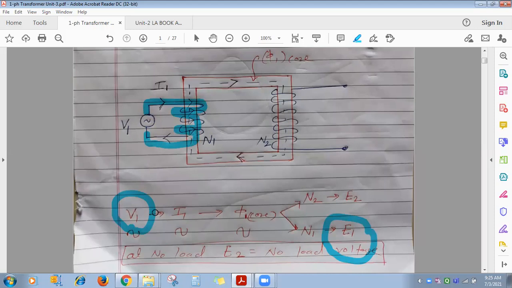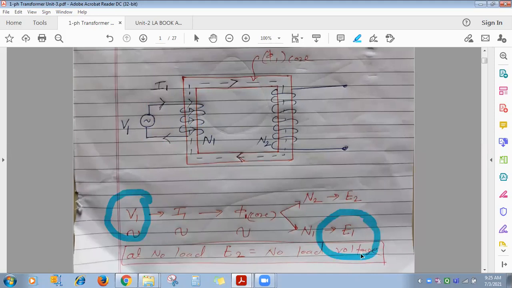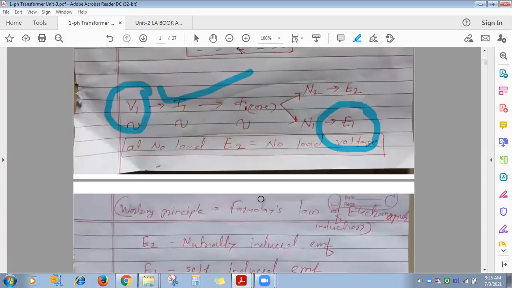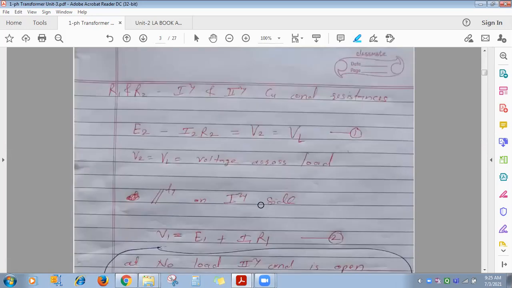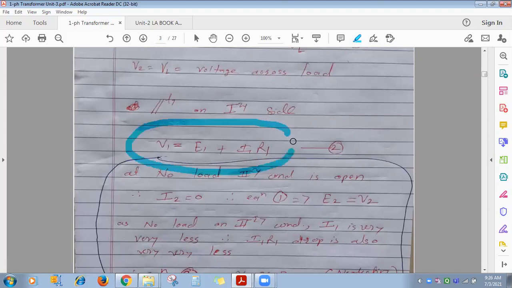Voltage equation you can write now on primary side. Whatever the input voltage you apply across primary, V1, how is it utilized? It is utilized to overcome E1 because as per Lenz's law, E1 acts in opposite direction with V1, isn't it? And also this V1 has to overcome the I1 R1 drop. So what will be the expression on primary side? Whatever the voltage you apply, V1, is utilized to overcome the I1 R1 drop and to overcome the effect of E1. So voltage equation on primary side, is this clear to all of you?